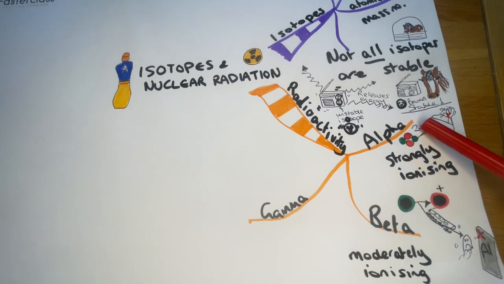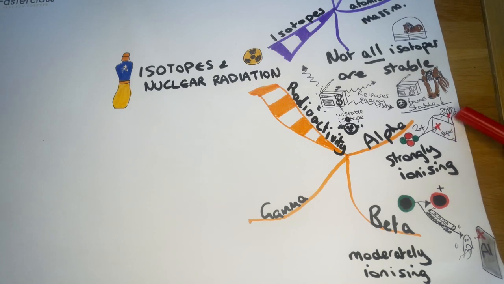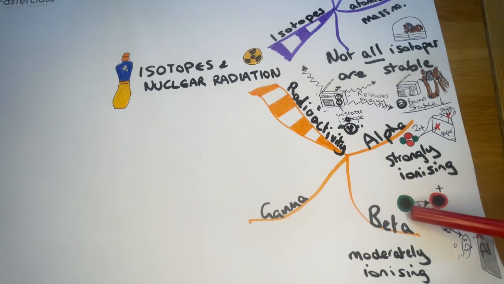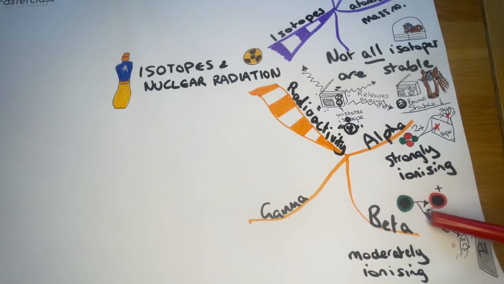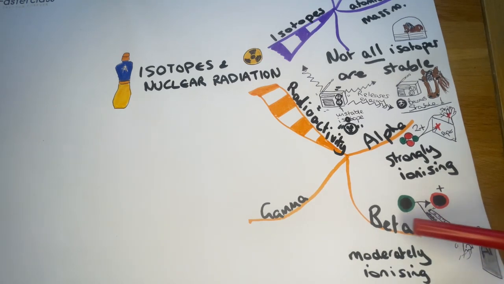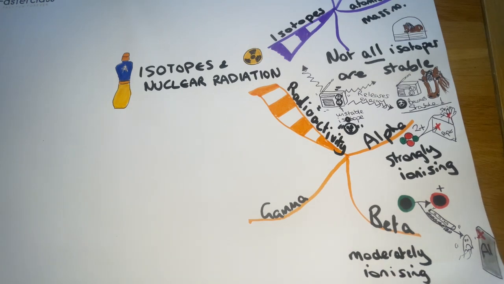Yeah, so your alpha's got your 2+ charge, it's got your 2 protons, 2 neutrons, strongly ionizing, which I spoke through, but it can be stopped by a sheet of paper or even your skin. Beta, when a neutron turns into a proton, it emits from the nucleus, because this is where neutrons and protons are, a high-speed electron, which is called a beta particle. It's moderately ionizing, and it can be stopped by a sheet of aluminium.